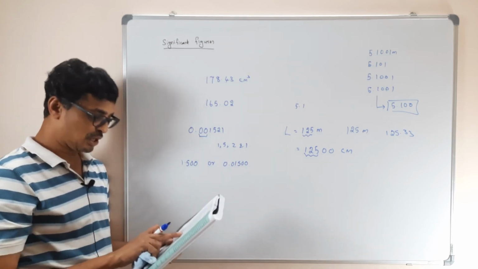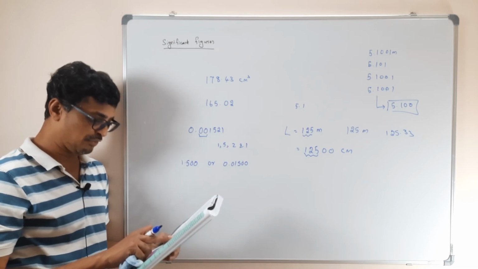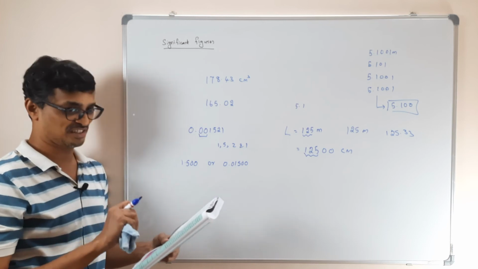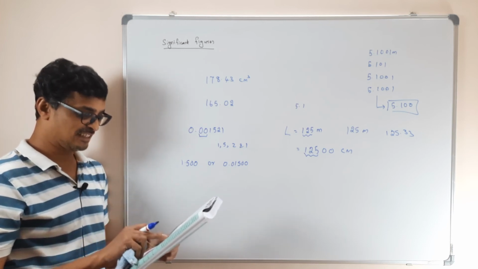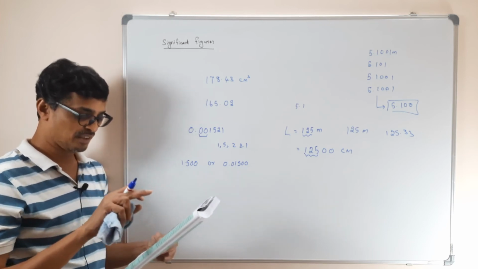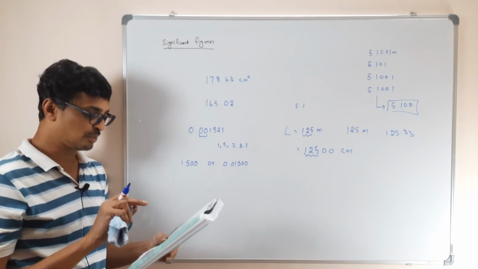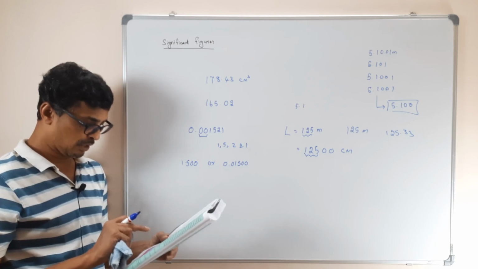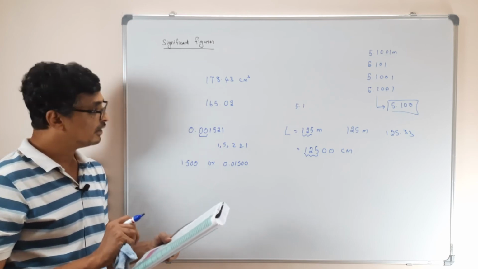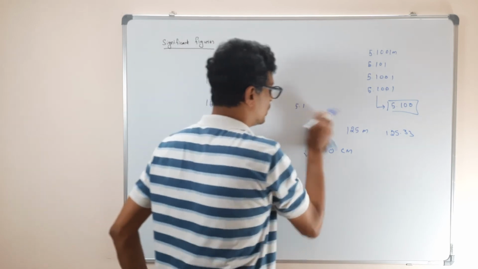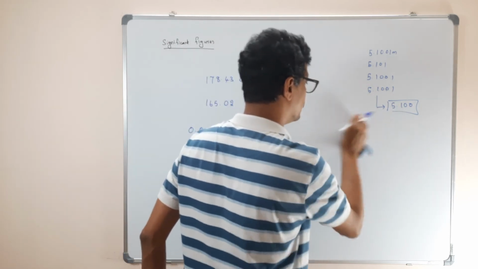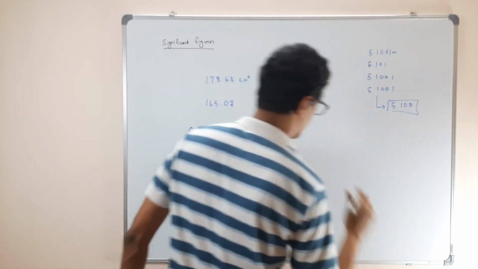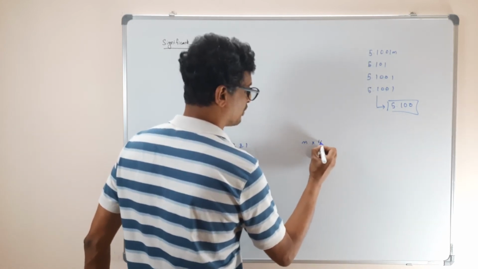What they say is, to avoid the ambiguities in determining the number of significant figures, it is necessary to report every measurement in scientific notation, that is, in powers of 10. So by using the concept of order of magnitude, we will see that. In scientific notation, any number, you have read about it? Yes, fine. You have a mantissa times 10 to the power of something, correct?